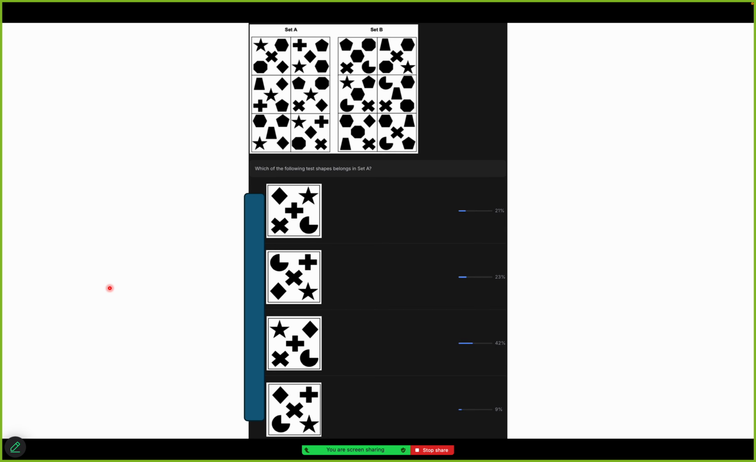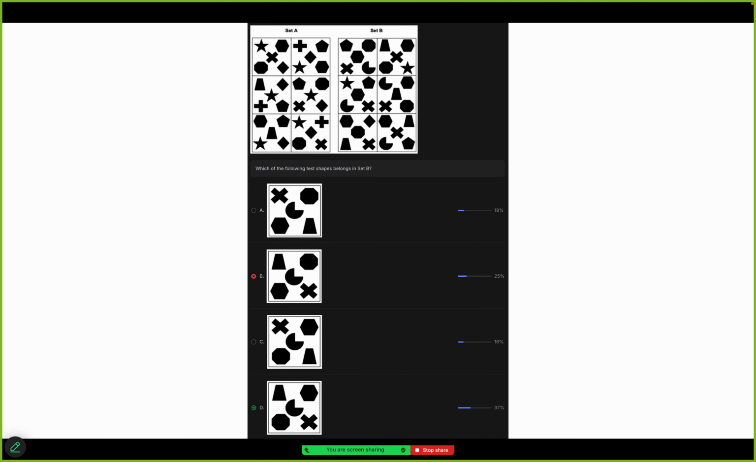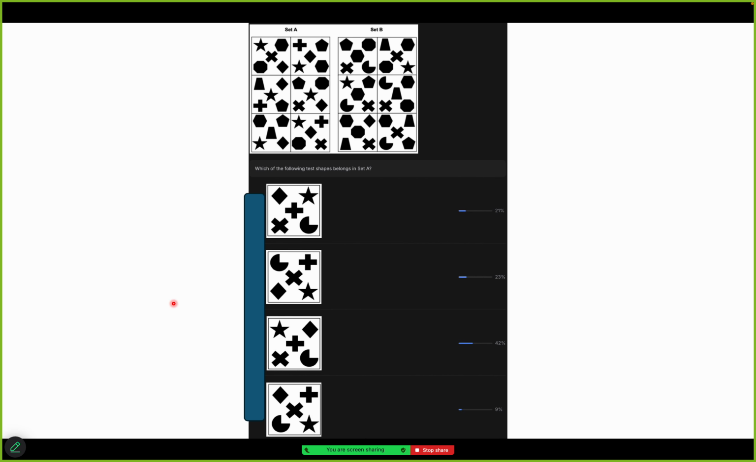This one? For set A, so then it would be diamond is to the right of the star, which would be C. Good. Diamond is to the right of the star. It's C, isn't it? Yeah. Okay, it's in the left here in B. Okay, so it's C. Got it? Yeah, I said C. Okay, good. Okay, next one.